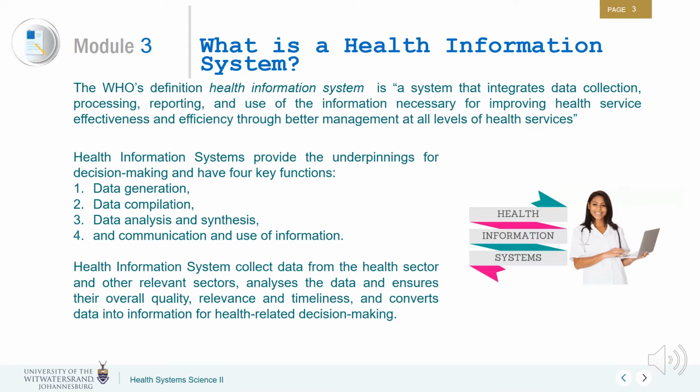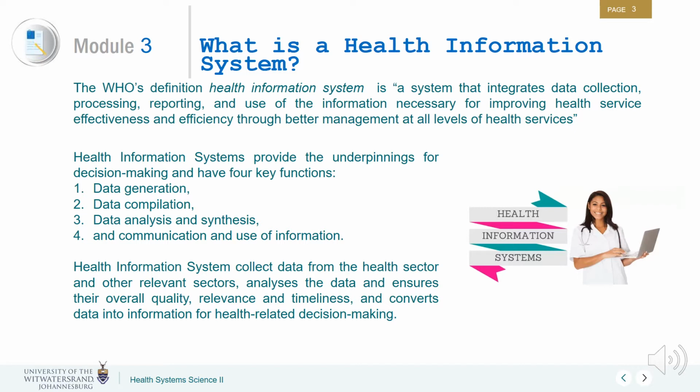Let's start by defining what a health information system is. And we're going to look at the WHO definition. The WHO defines a health information system as a system that integrates data collection, processing, reporting, and use of information necessary for improving health service effectiveness and efficiency through better management at all levels of a health service.